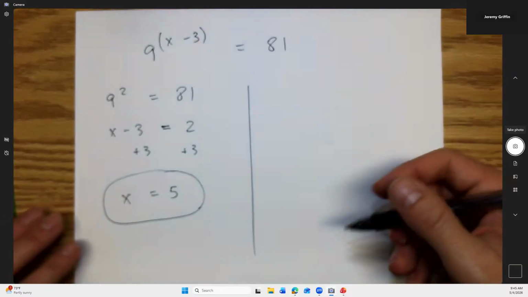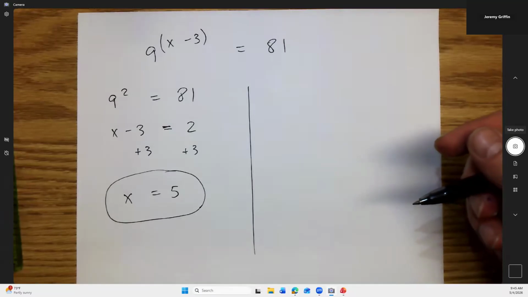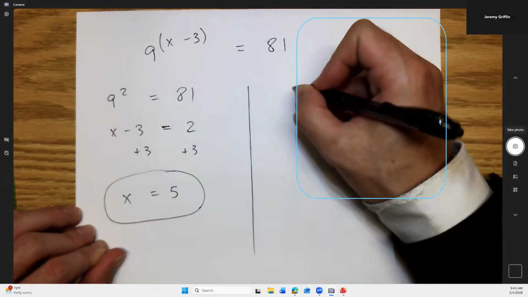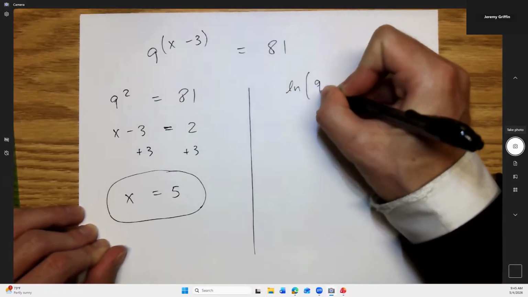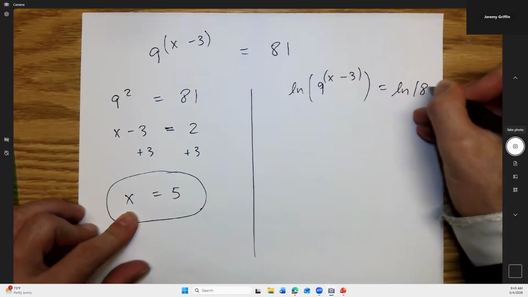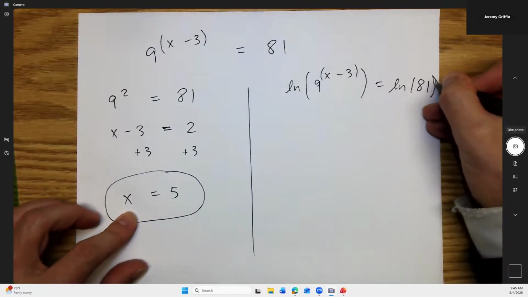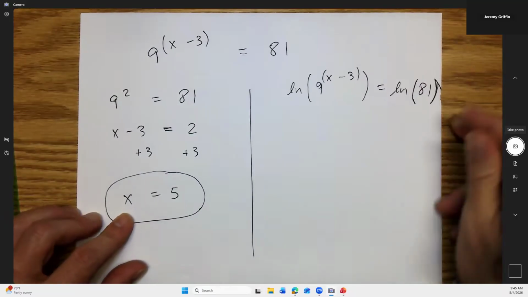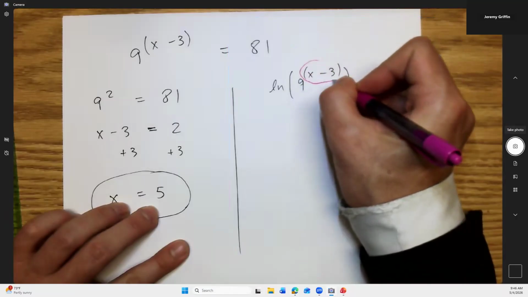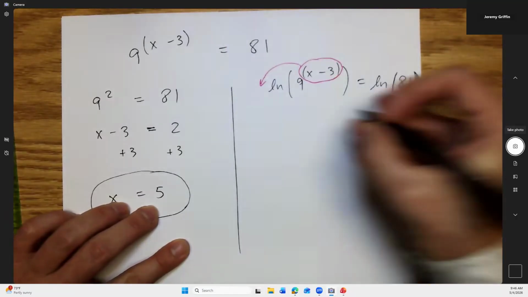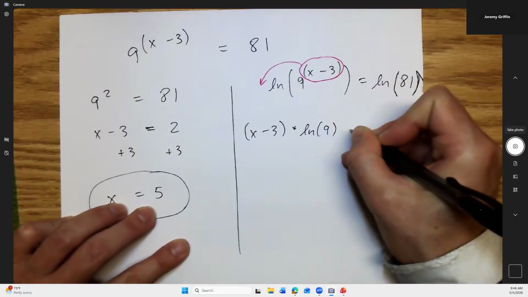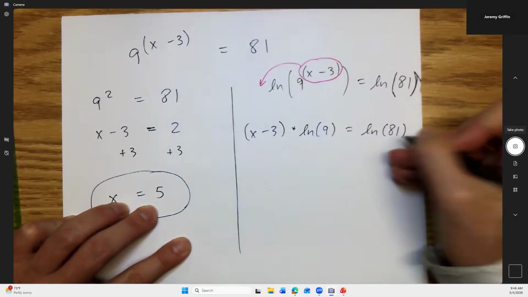Another way, you guys take notes if you need to. Here's a different way you also could have answered it. You guys remember logarithms? Okay, take the natural log of 9 to the x minus 3 equals natural log of 81. Okay. And then, do you guys remember by the rules of logarithms, you're allowed to take this power right here and bring this down in front. So it would be x minus 3, and then times natural log 9 equals natural log of 81. Can you do that? Okay.